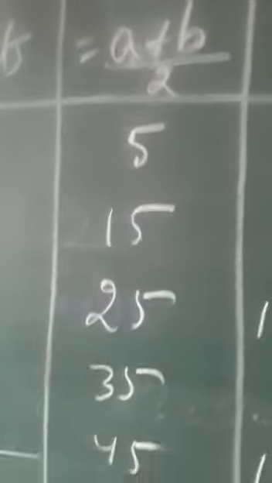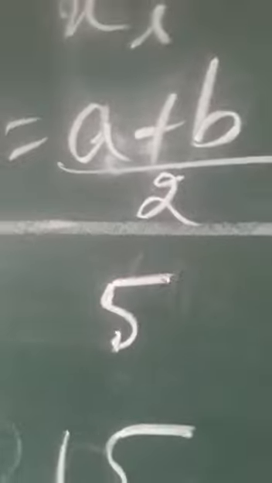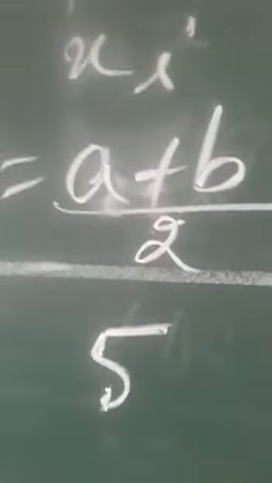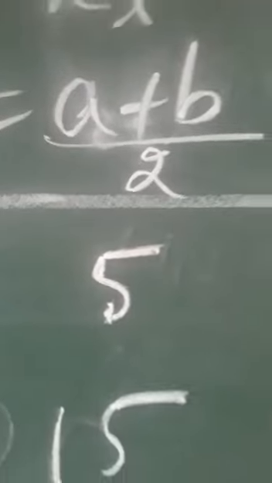Then we have to find out the value of xi, which is (a plus b) by 2. This xi is equal to the average of the lower limit, which is 0, and the upper limit, which is 10. These are a and b. So we add 0 and 10, and when we divide by 2 we get 5.